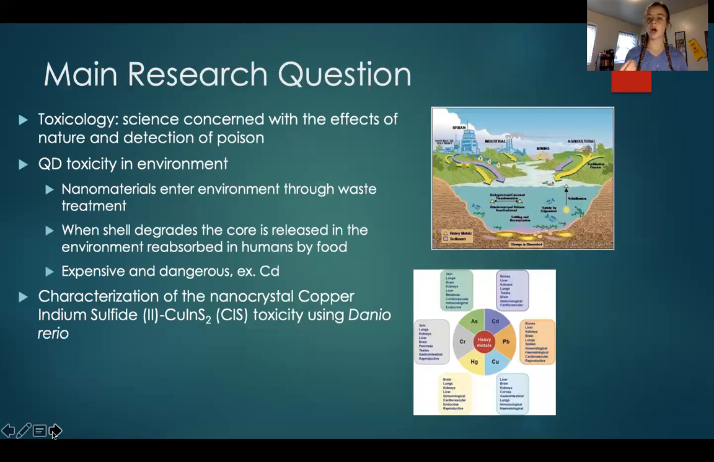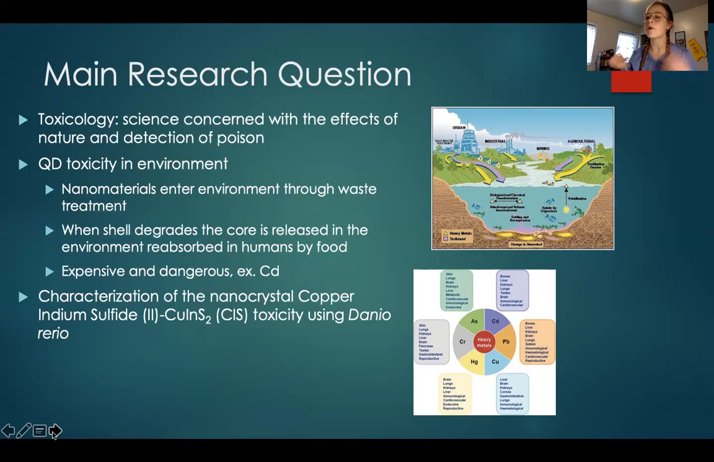So what is toxicology? I'm going to get at my main research question here as well. Toxicology is the science concerned with the effects of nature and also the detection of poison. So quantum dot toxicity in the environment is very important, obviously, because our environment is going through a lot of environmental change, sped up a lot by different technologies humans create, and that's changing our environment and causing it to collapse.